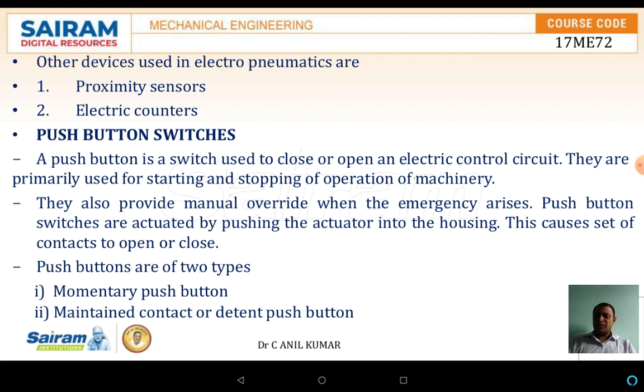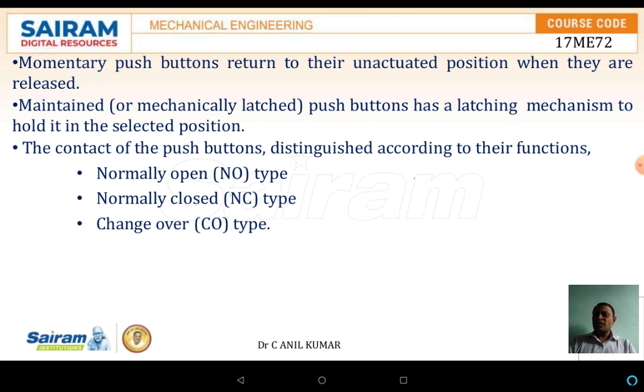The push button switches are operated by pushing the actuator into the housing. This causes a set of contacts to open or close. Push button switches are of two types: momentary push button switches, and maintained contact or detent push button switches. The momentary push button switches return to their unactuated positions when they are released. The maintained, or mechanically latched, push button switches have a latch mechanism to hold them in a selected position, either on or off.